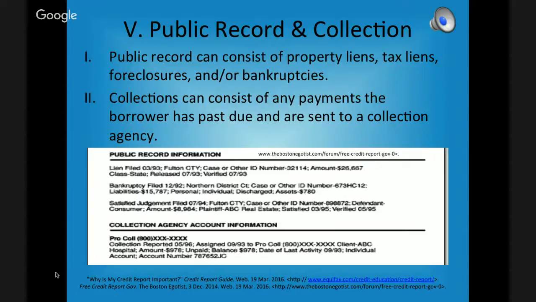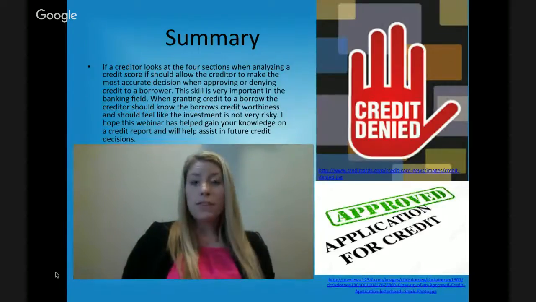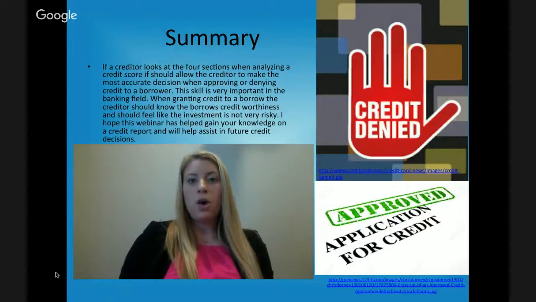If the creditor follows these 4 sections when analyzing a credit report, it should give them an accurate decision on whether to accept or deny the borrower for credit. This is a very important skill in the banking industry or in the credit industry. As creditors, we like to feel 100% on who we're lending credit to and like to take the less risky investments. I hope throughout this webinar, I have given you some knowledge and can help you make future credit decisions.